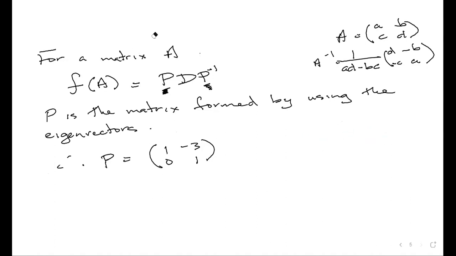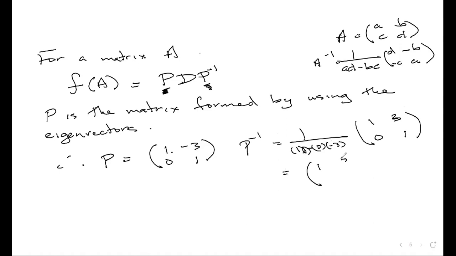So P inverse is 1 over, multiply these two. 1 times 1 is 1, minus 0 times negative 3. And then now, switch the diagonal entries, and change the sign on these two. So it is going to be equal to 1, 3, 0, 1.